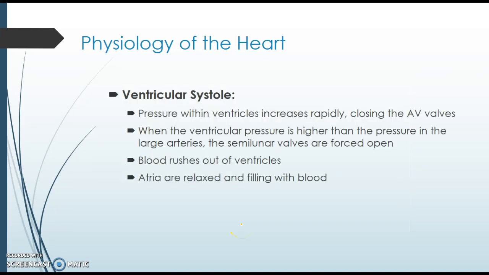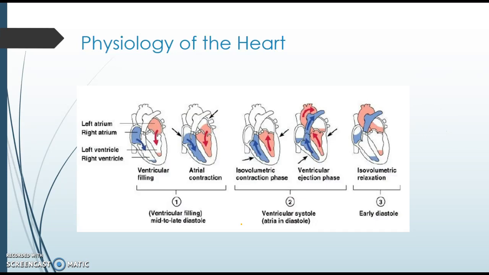Next is ventricular systole. So this is when the ventricles now have increased pressure because they're filled with blood. The AV valves are going to close so we don't have any backflow. And once the pressure in the ventricles is high enough, we're going to have a contraction. The semilunar valves are going to be forced open and blood is going to rush out of the ventricles. And as this is happening, blood is already actually starting to fill the atria.